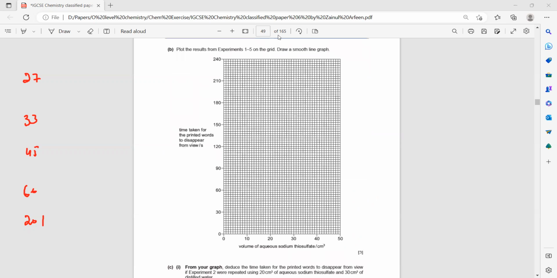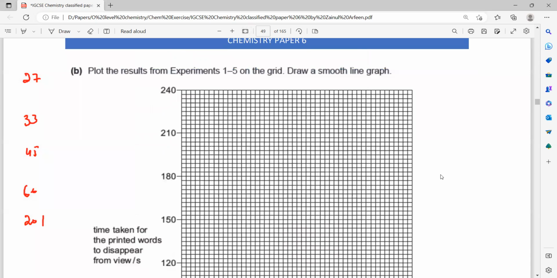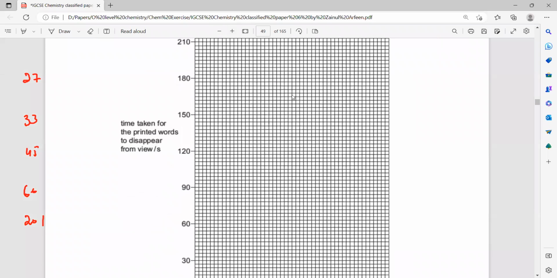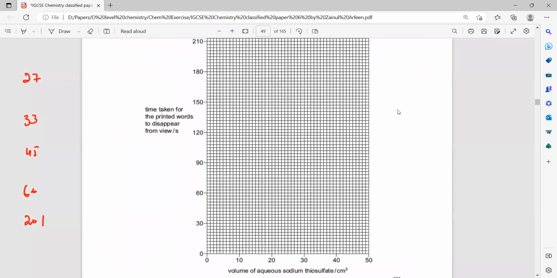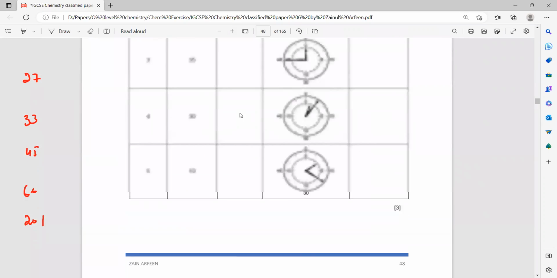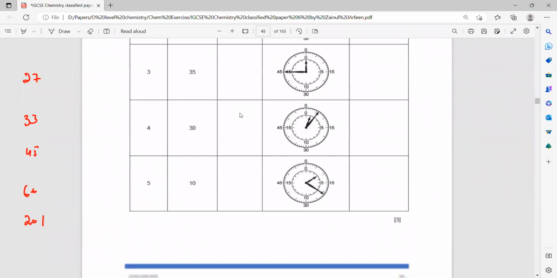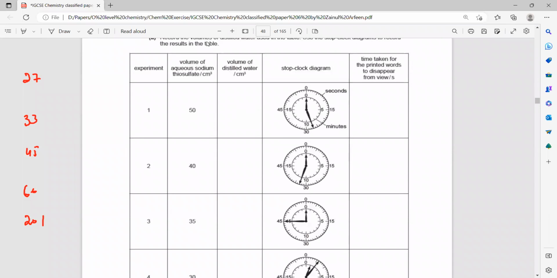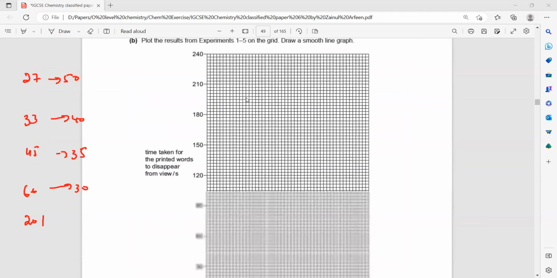The next part, we have to sketch a graph. Usually for chemistry, you don't have to label the axis. Already they labelled the axis. So plot the results for experiment 1 to experiment 5 and draw a smooth line. For the volume of thiosulfate used, because we want to sketch a graph for the volume of thiosulfate, use 50, 40, 35, 30, and 10.